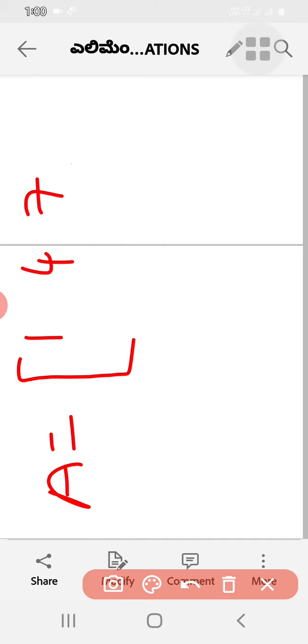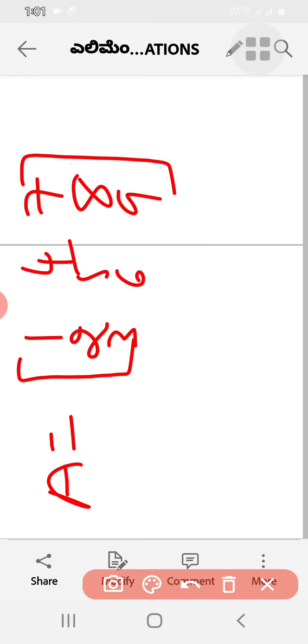So let me consider one matrix here. You can take any matrix, a matrix of your own. Say 1, 4, 7, 2, 5, 8, 3, 6, 9. So the order of this matrix is 3 cross 3. So I have considered a matrix here. You can consider any matrix.